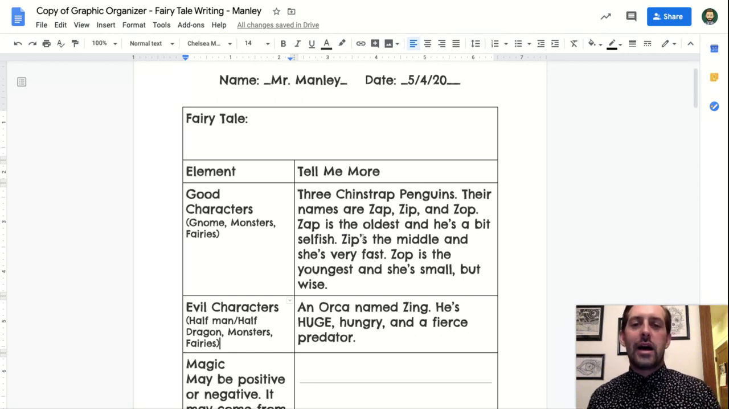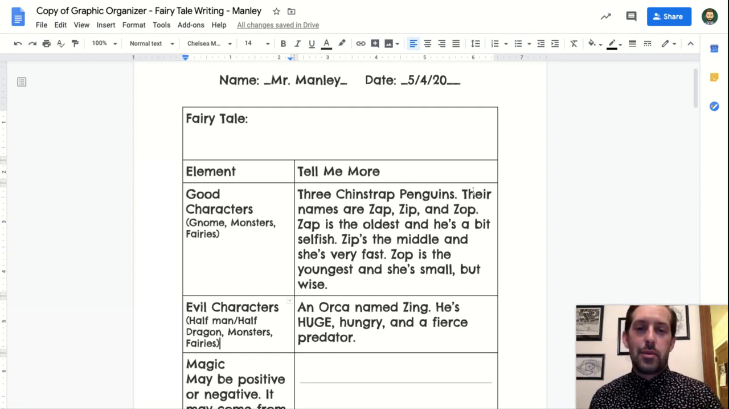As you can see, what I did is I added some more information about my good characters and my evil characters in here to get a better idea of who they are, what they're like, what their personality or their traits are as a character. I even gave them some names so we can start to identify them. So I added a bit of information here.